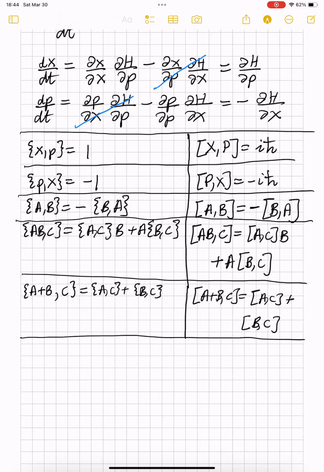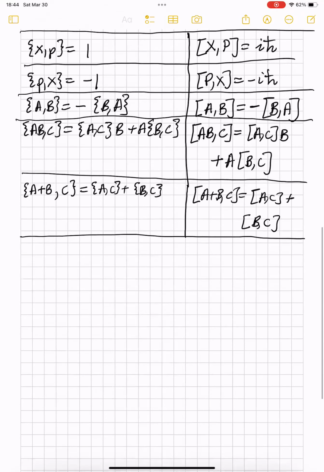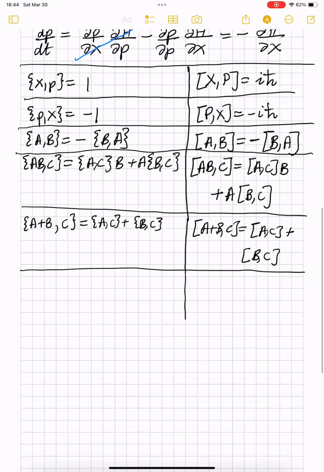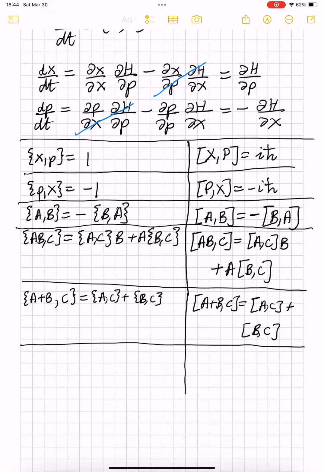And what you'll find is that any algebraic equation that you write in terms of the Poisson brackets, the corresponding equation in terms of the commutators agrees completely. Now look at the first two equations. The Poisson bracket of x comma p was 1, but the commutator of x and p is iħ. The Poisson bracket of p with x is minus 1, but the commutator of p with x is minus iħ. And that's again a general rule.